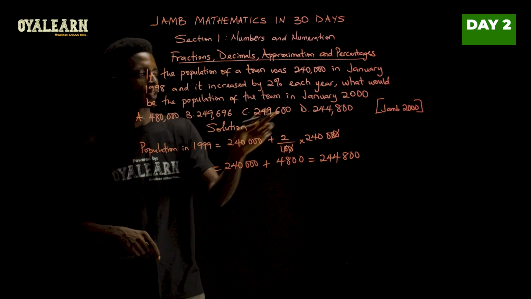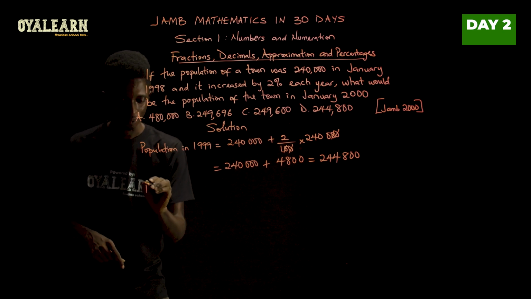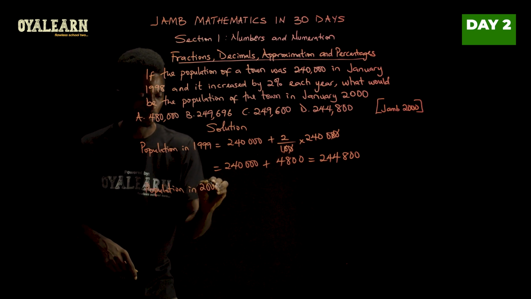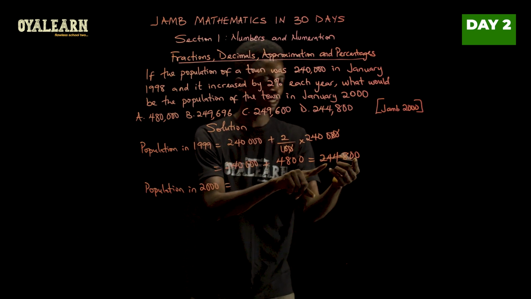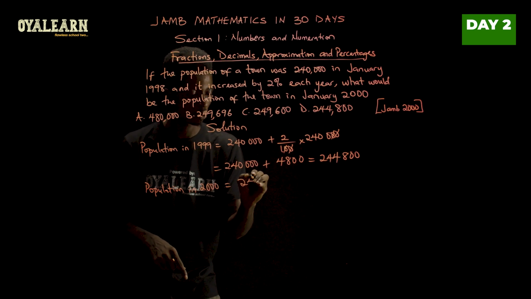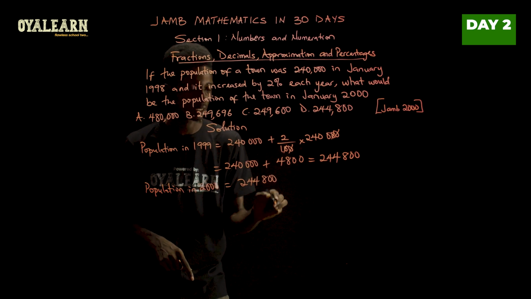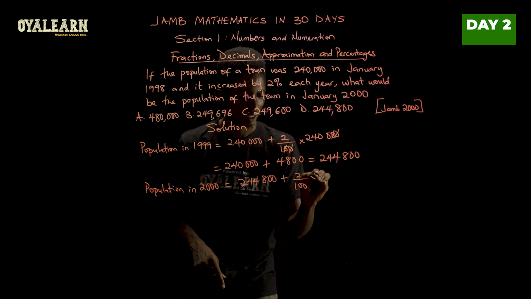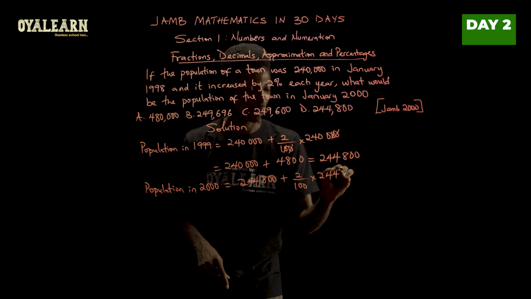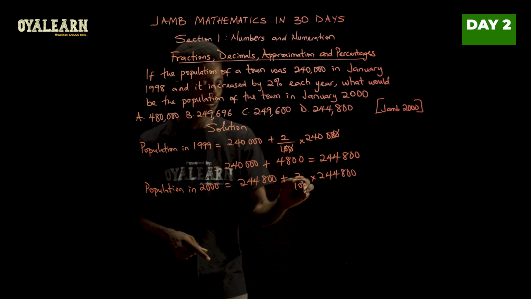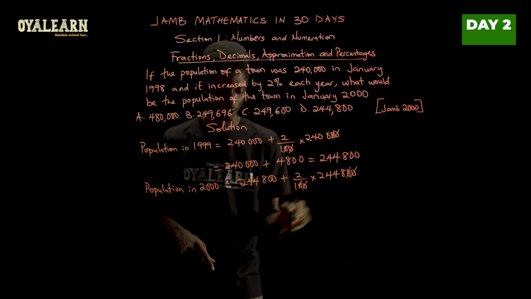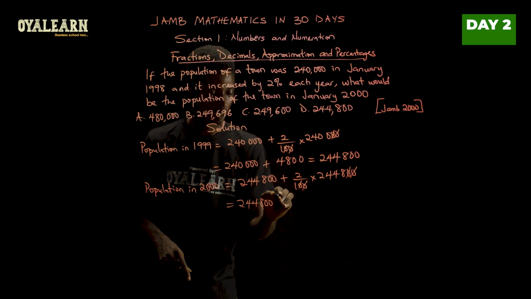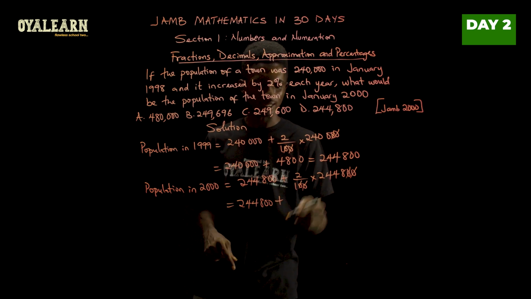We don't stop there. We are going to year 2000. So, and that's the next year. So, population in 2000. Now, that will be this population at this point, which is 244,800 plus 2% of this. So, another 2 over 100 times 244,800. Once again, 0 cancels 0, 0 cancels 0. So what we have here is 244,800 plus. Now let's multiply this by 2.